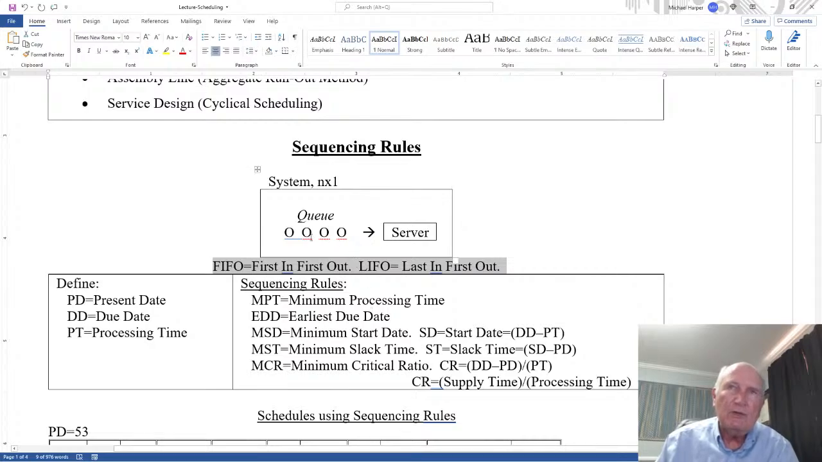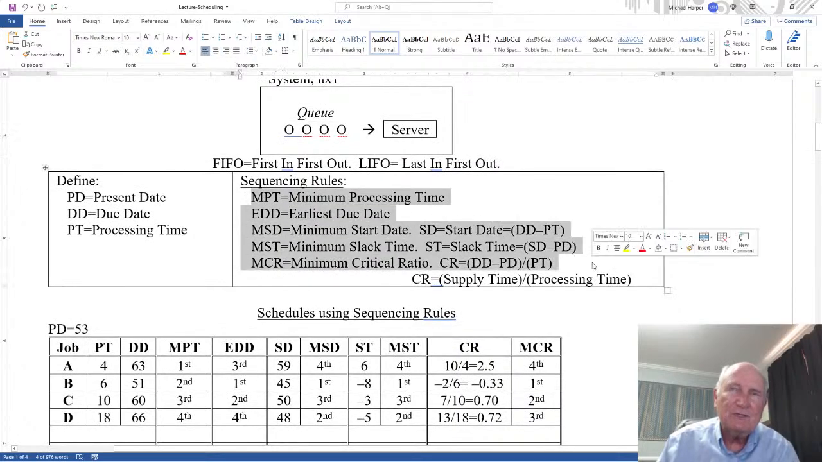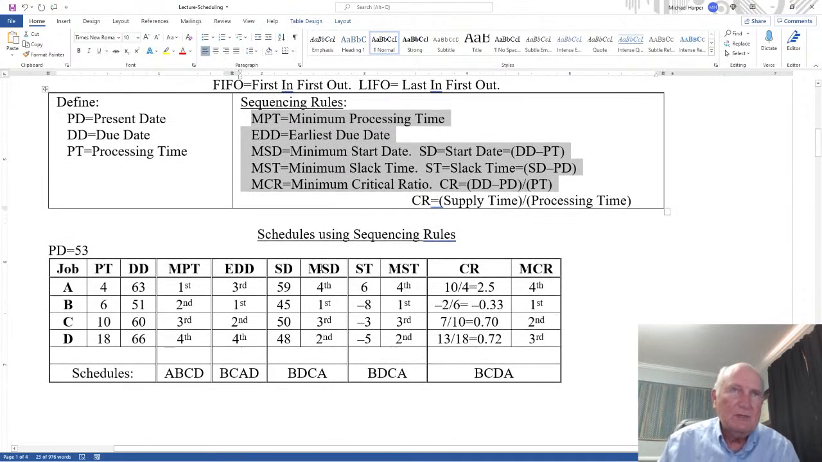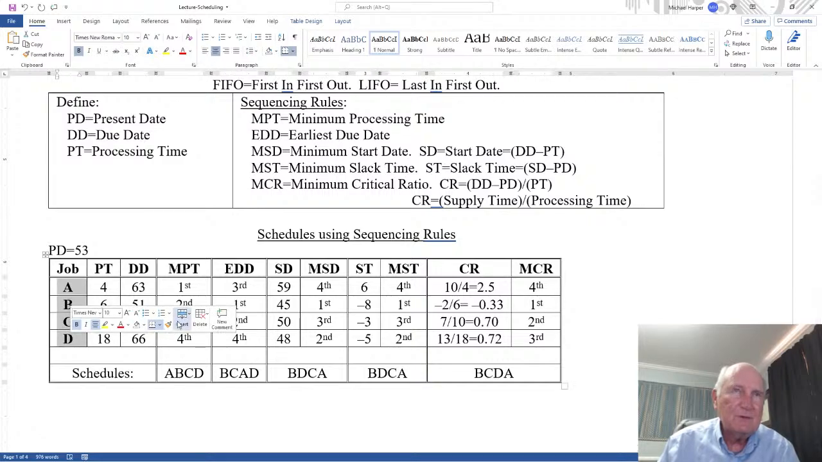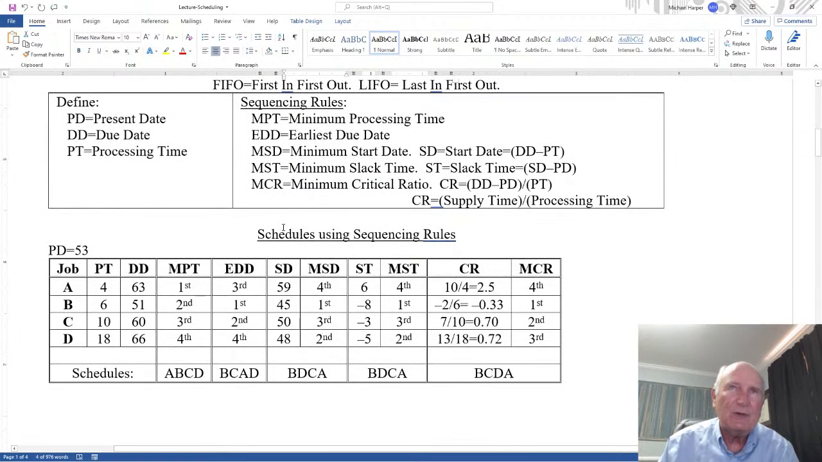But when you do have the option of sequencing these, let's look at these 5 sequencing rules, because each of these is very good. They have some properties and characteristics that I want to point out. Okay, let me illustrate these 5 sequencing rules with an example. Suppose I have 4 jobs waiting to be processed here on the server, and I can reorder those 4 jobs any way I want. Along with the jobs, suppose we have something called a processing time. PT is processing time, and suppose this is in days. Job A takes 4 days to do, B takes 6 days to do, C 10 days, D 18 days.